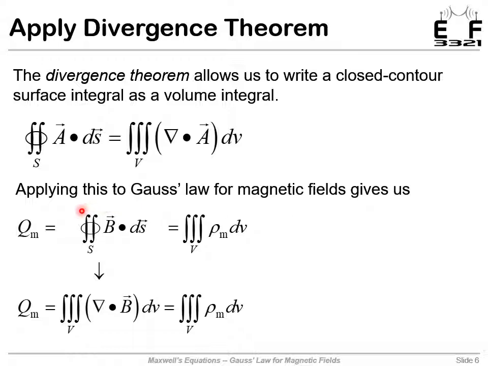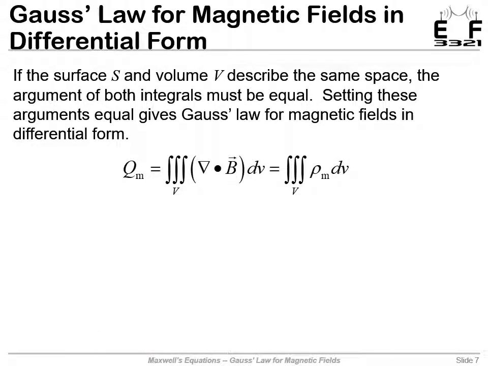Then we apply the divergence theorem to this closed contour surface integral, and we get a volume integral of the divergence of B. And now we have two volume integrals that we're setting equal. So if we have these two volume integrals and they're equal, then the arguments inside of those integrals must be equal. And so we set them equal.